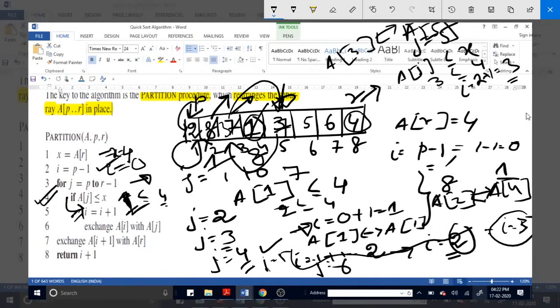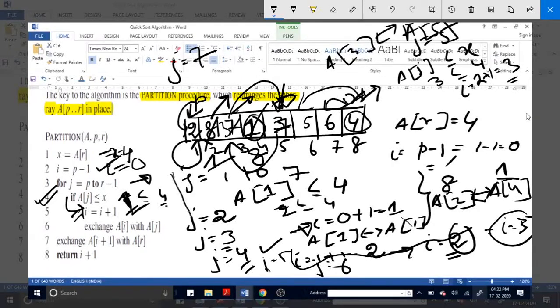Sorry, A6 and X. A6 is which one? 5. 5 will be compared with 4, which is false. Nothing is going to happen. J will be automatically incremented to 7. 7 means this one. 6 will be compared with 4. Correct, no? Which is also false. So then what will happen? It is less than or equal to, so it will go to R minus 1. Until 7 only it will go.